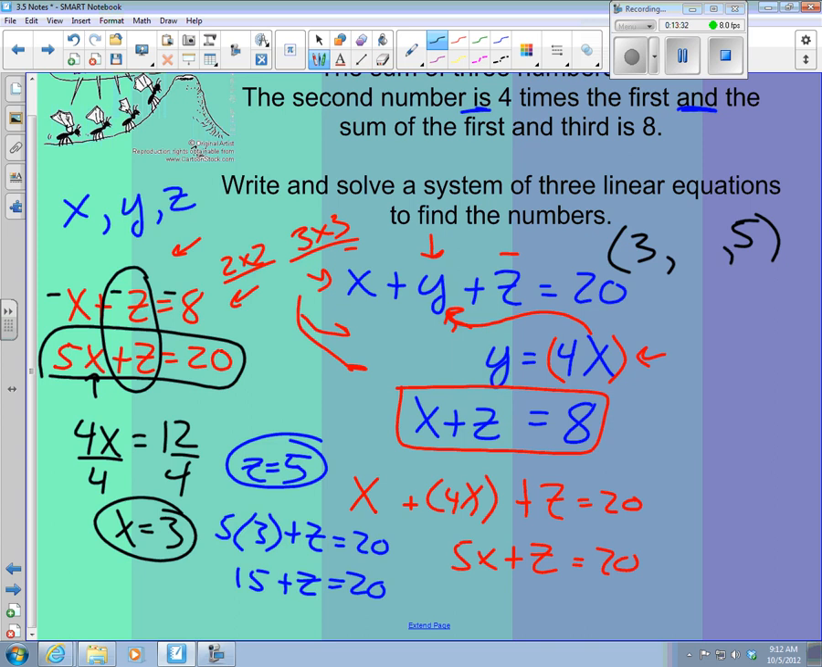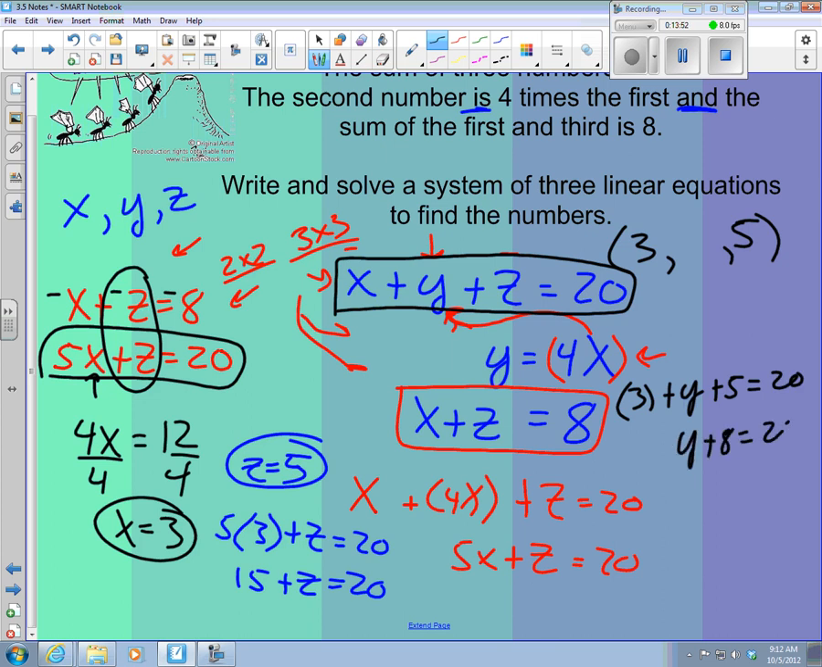Only thing I have left to find now is the y. I'm going to go to my original first equation here, x plus y plus z equals 20, and start plugging things in. So 3 for the x, plus y is what I'm looking for, plus 5 equals 20. So y plus 8 equals 20. Subtract 8 from both sides, and I'm going to get y equals 12. So my 3 numbers are 3, 12, and 5. And that's how you do a word problem.